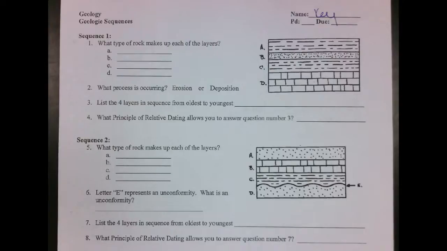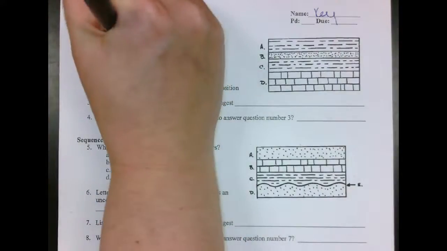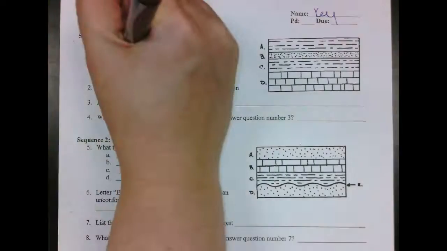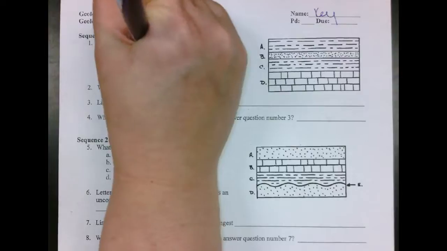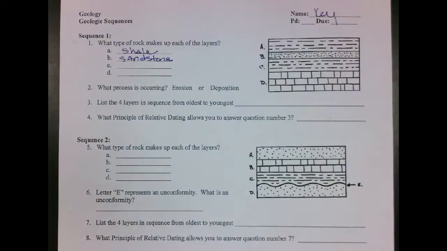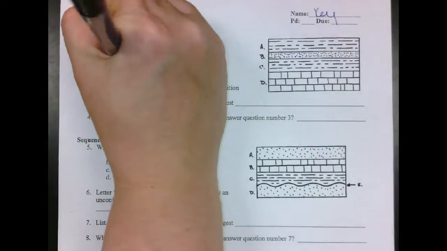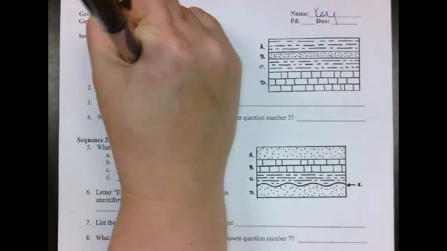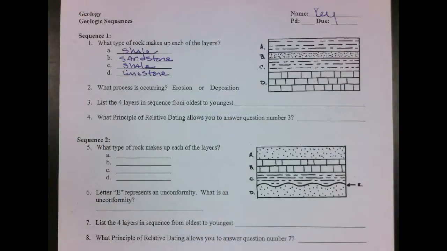The first section's pretty simple, just to get you warmed up. The first section's on what type of rock makes up each of these layers. So for A, the dashes indicate shale, which is a mudstone. The dots in B represent sandstone. Each of those represents a different grade of sand. C is another layer of shale, which is common. And D is limestone.